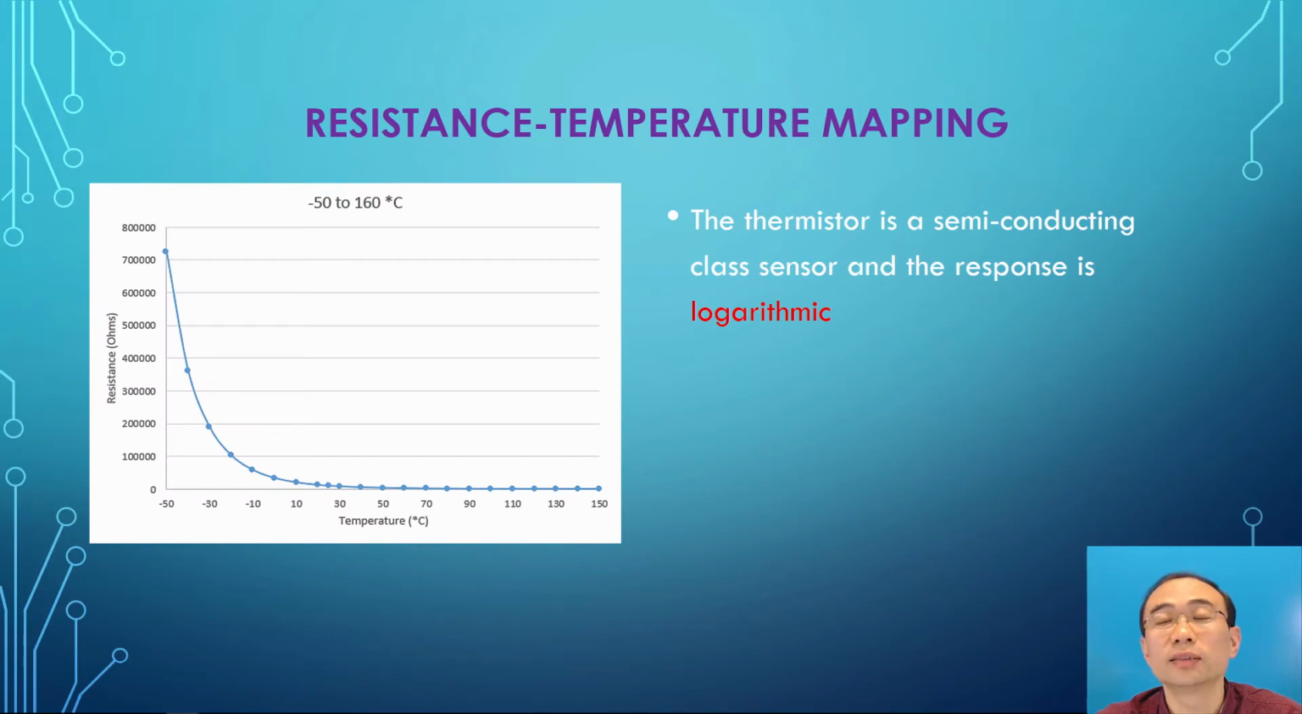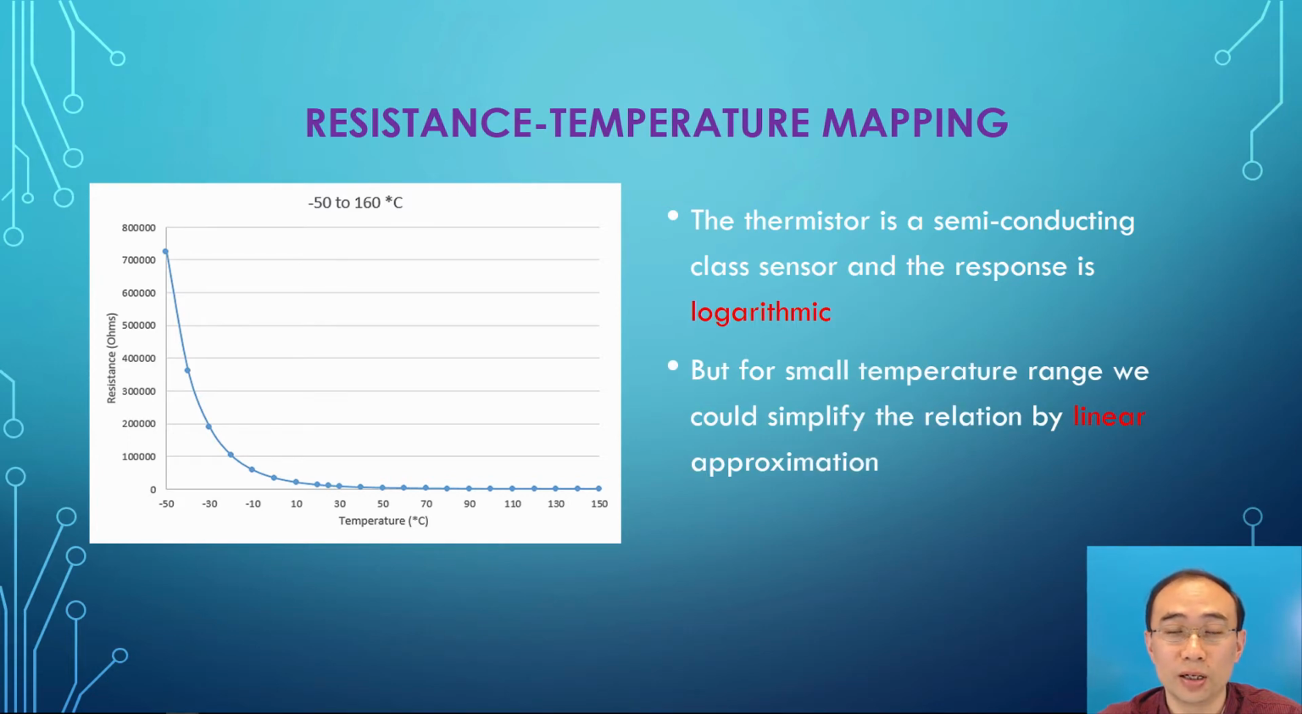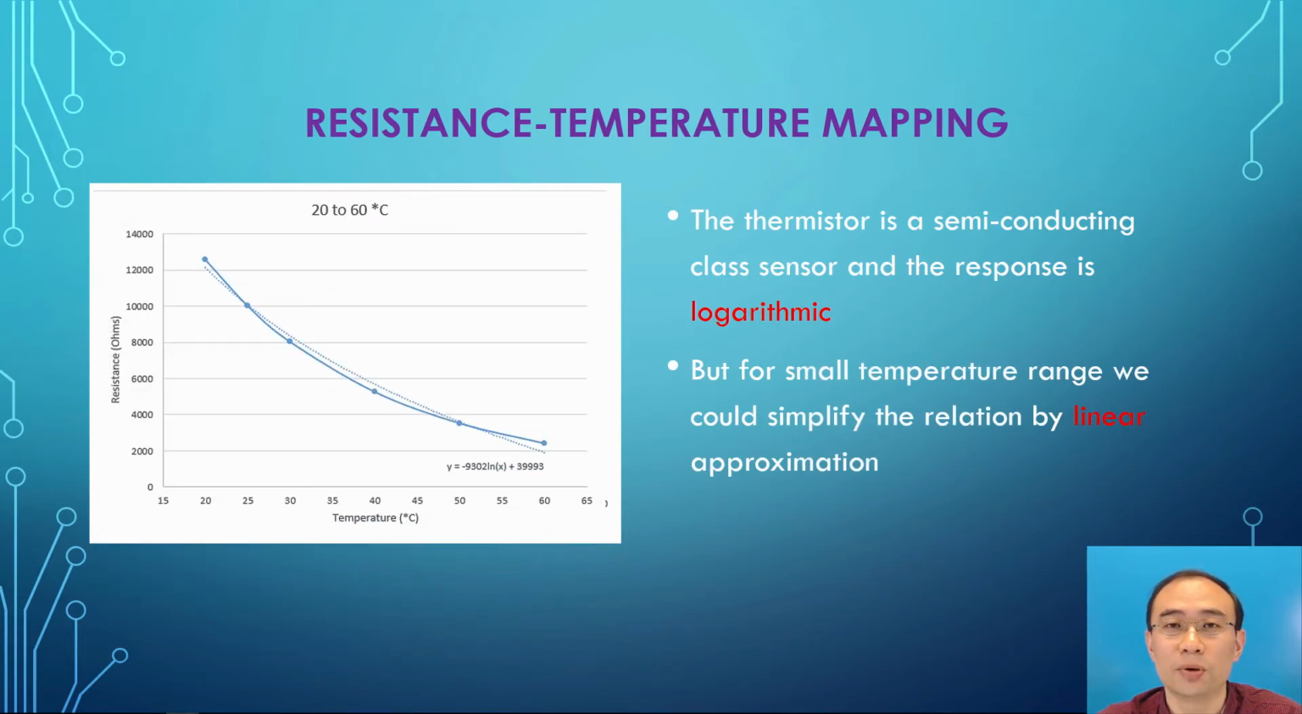Thermistor is a type of resistive sensor that is widely utilized to measure temperature. It is a semiconducting class sensor, and the temperature and resistance follow a logarithm relation. Basically, whenever the temperature increases, the resistance of the thermistor will decrease. It is a logarithm type of relation which is somehow complicated. However, if we focus on a small range of temperature, we can simplify the relation and approximate it by a linear relationship. Once we know the relation between the resistance and the temperature, we will be able to detect the change of the temperature by detecting the change of the resistance.